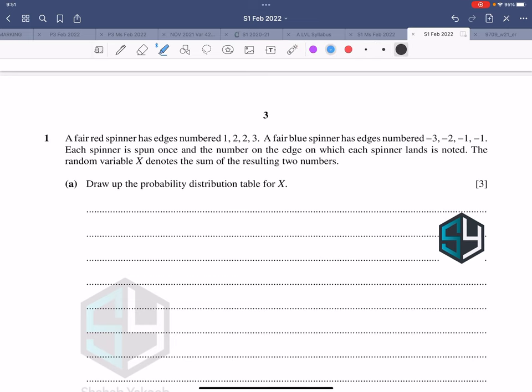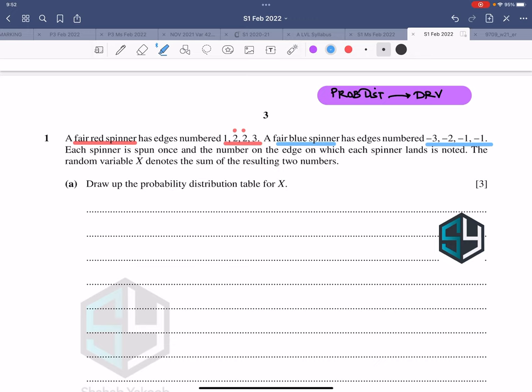So the first question looks like it's a question of probability distribution, also known as DRV. Now, let me label it. A fair red spinner has edges numbered 1, 2, 2, 3. So there are two twos over here. A fair blue spinner has edges numbered negative 3, negative 2, negative 1, negative 1.